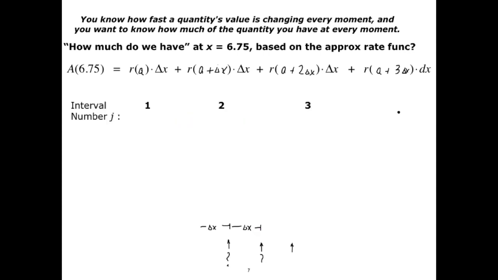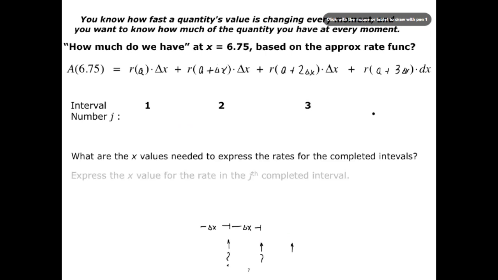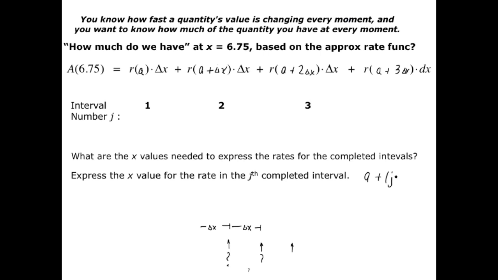So notice, in the first interval, we have A. In the second interval, we have A plus delta X. In the third interval, we have A plus 2 delta X. So the question is, how many in the jth interval? A plus j delta X. Is that right? Look, in the third interval, how many delta X's do we add? 2. In the second interval, we add 1. So the X value for the jth interval is A plus j minus 1 delta X. Everyone see that?